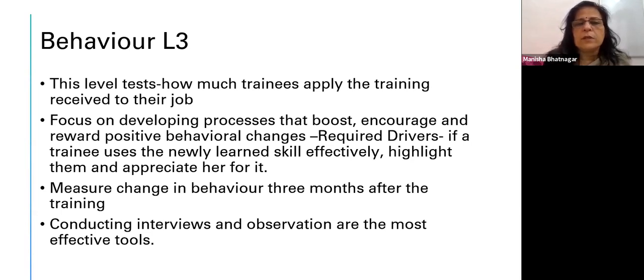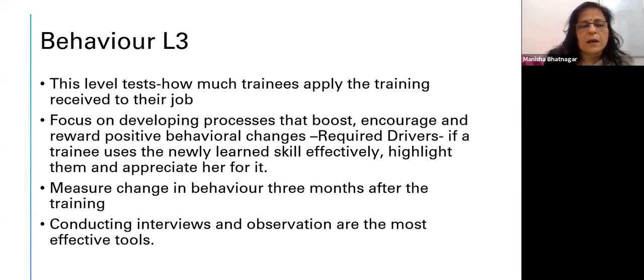Here what we do is focus on developing processes which help the participant, the trainee. When he has come back from the training, he should be encouraged. There should be some positive reward, some appreciation or recognition of behavioral changes, and some required drivers. If a trainee uses the newly learned skill effectively, then that should be highlighted and appreciated.